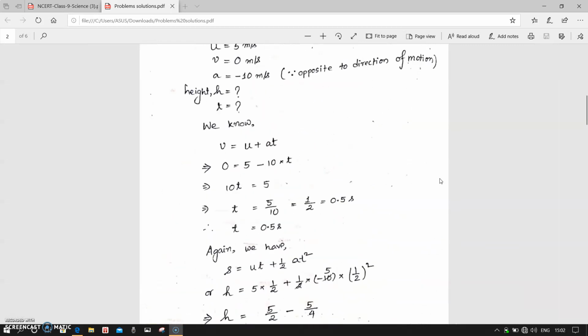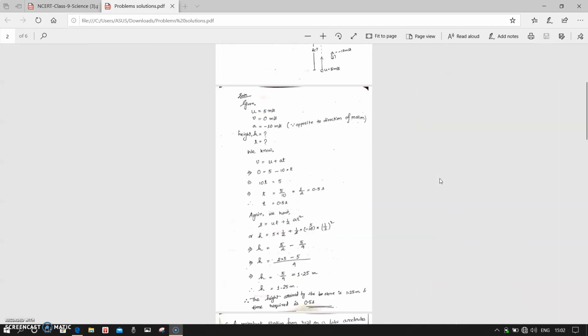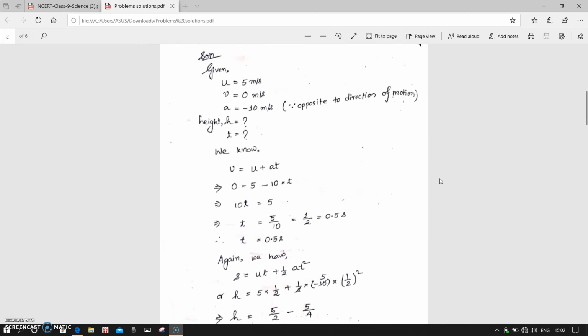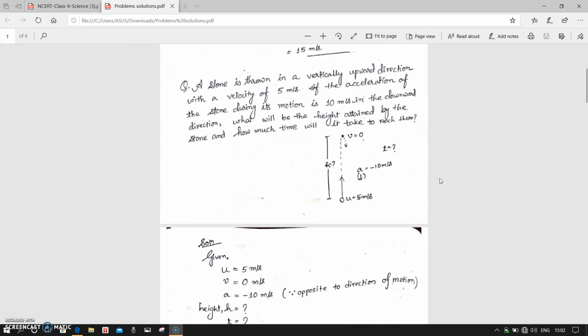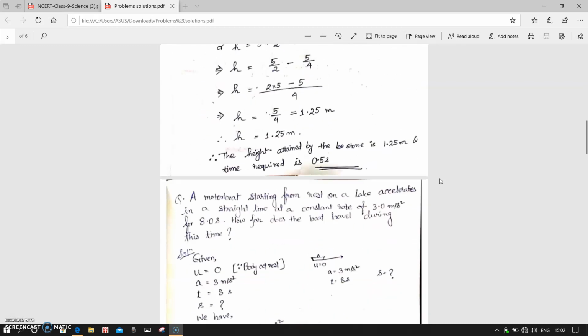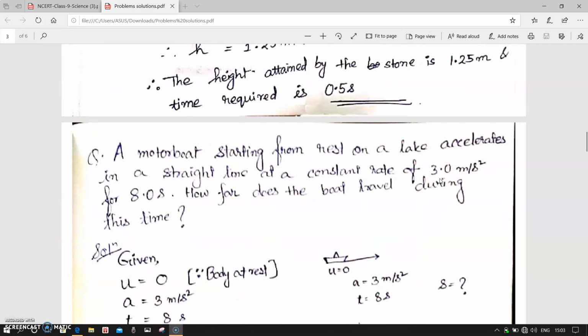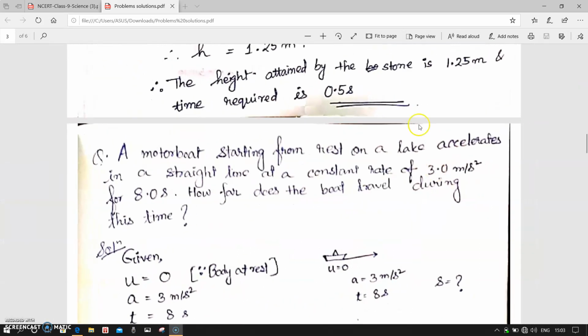So this is how you have to solve this type of problems. This type of problems are easy and most likely to come in exams. So you have to practice a lot of such problems. Okay. So the next question we can go to is this: a motorboat starting from rest on a lake.